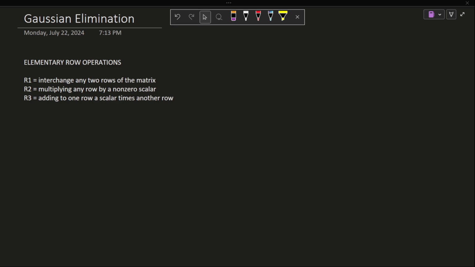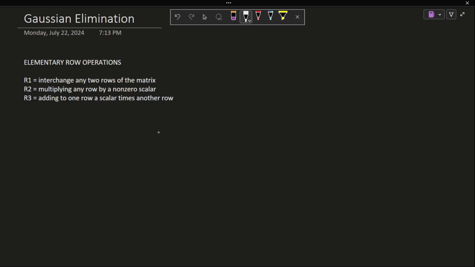And so with this knowledge, we can now go into the technique we call Gaussian elimination. And this is a multi-step matrix method that uses these three elementary row operations for solving simultaneous linear systems. So what are the steps that we have to do? Well, let me take a linear system. Let me just write one out real quick.